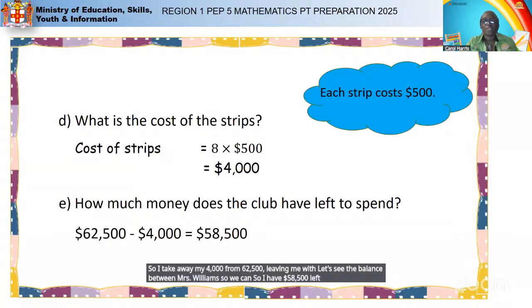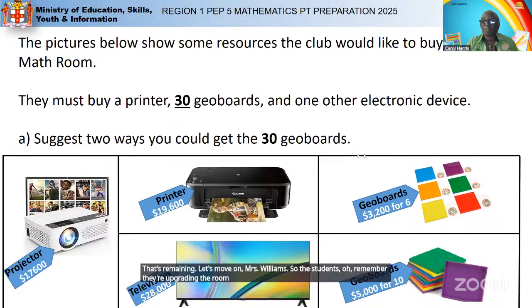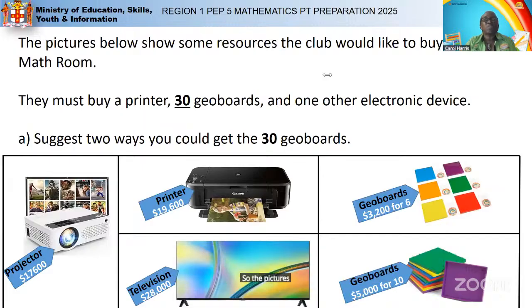Great, that's remaining. Let's move on, Mrs. Williams. So students, remember they're upgrading the room now. They're stepping up, leveling up. So the pictures below show some resources the club would like to buy for the math room. They must buy a printer, 30 gearboards, and one other electronic device. This is what we're working with. Here are the costs. So quickly jot down the costs, please. We don't have a lot of time.